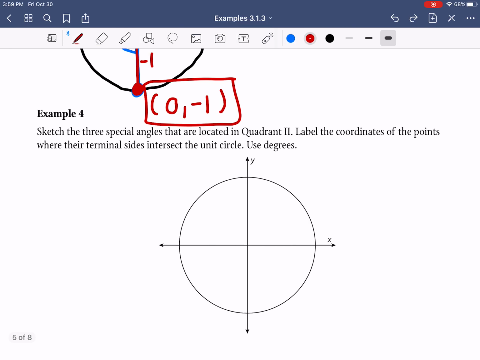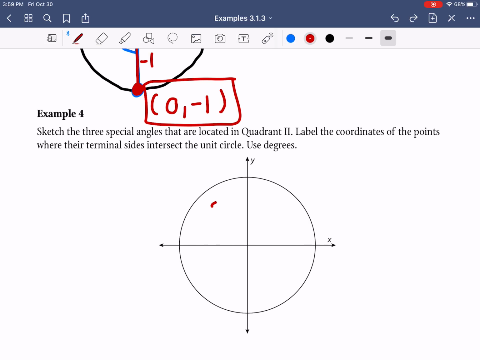All right, last one, example 4 says sketch the 3 special angles that are located in quadrant 2, label the coordinates of the points where the terminal side intersects the unit circle, use degrees. Okay, I'm going to go ahead and do the 45-degree angle first. It wants the 3 special angles. That's 30, 45, 60.